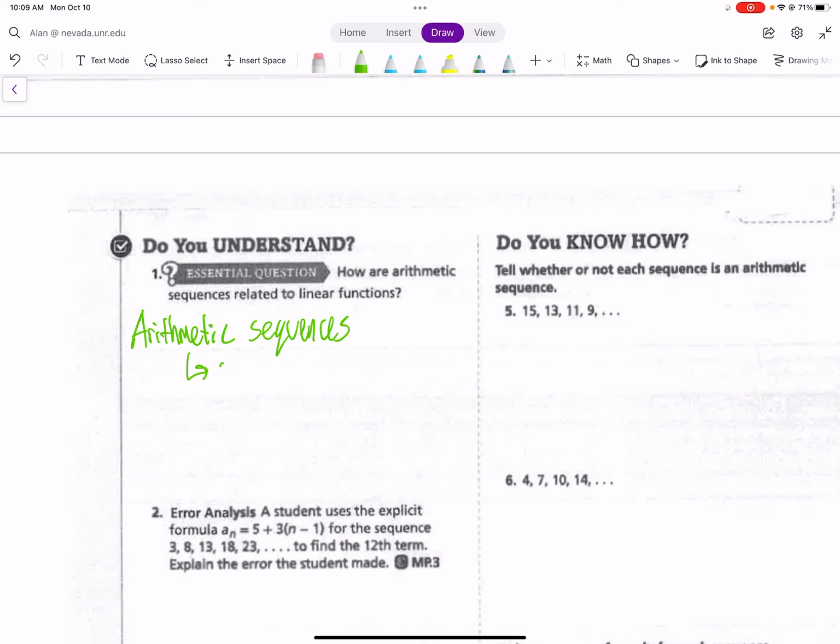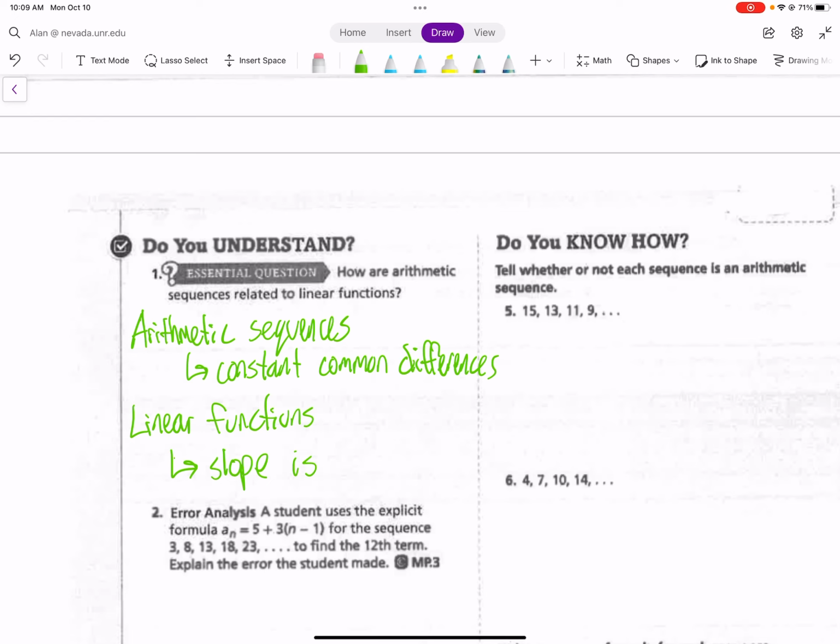They give us constant common differences. That's exactly what we just talked about. It has to be constant. And with linear functions, what is constant about linear functions? If we think of the graph of linear functions, they are always a straight line graph, which means that the slope has to be constant for any linear function. So that's how they are related. We have constant common differences for arithmetic sequences. For linear functions, the slope is always constant. Both deal with that word constant.